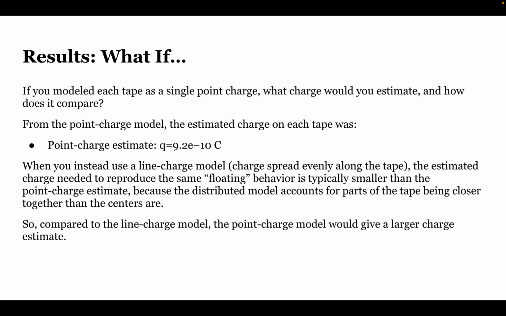So, applications, the what-if questions. If you modeled each tape as a single point charge, what charge would you estimate and how would you compare it? From the point charge model, the estimated charge was 9.2 e to the negative 10 coulombs. Instead, with the line charge model, which we did in this experiment, the estimated charge needed to reproduce the same floating behavior is typically smaller than the point charge estimate, because the distributed model accounts for parts of the tape being closer together.